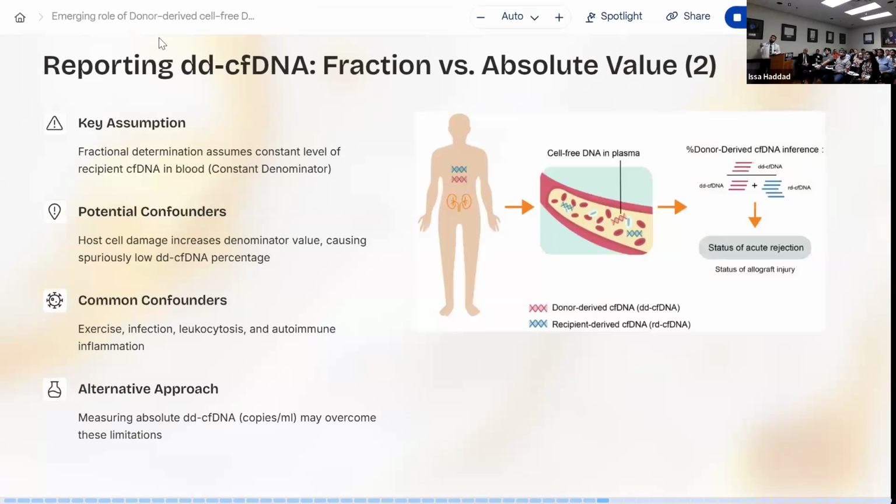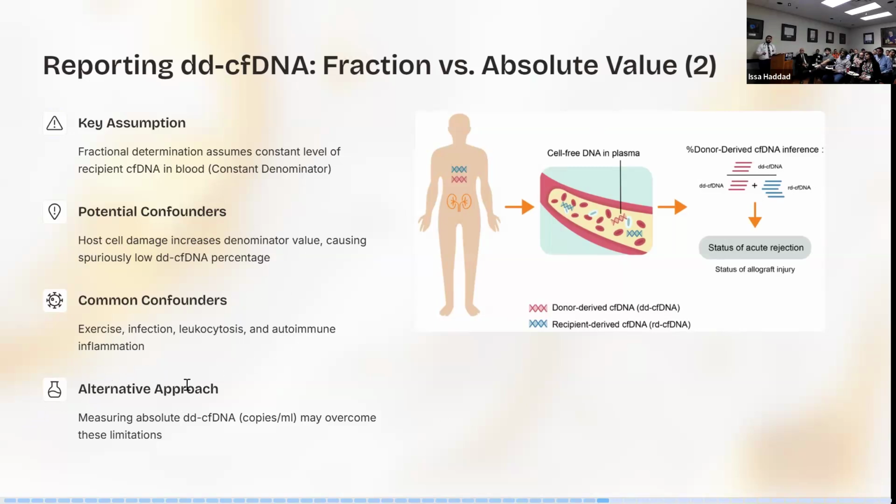And the key assumption when we look at the donor-derived fraction is that the recipient cell-free DNA is constant all the time. So whatever change in the percentage, it's because it's related to the donor-derived cell-free DNA, but this is really not the case. We can have a lot of potential confounders, including any host cell damage, which will increase the denominator by increasing the recipient, but without really affecting the donor-derived cell-free DNA. And those are examples of cases: exercise, infection, leukocytosis, and autoimmune inflammation.